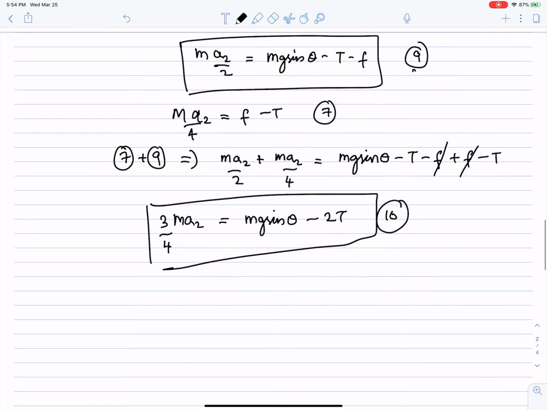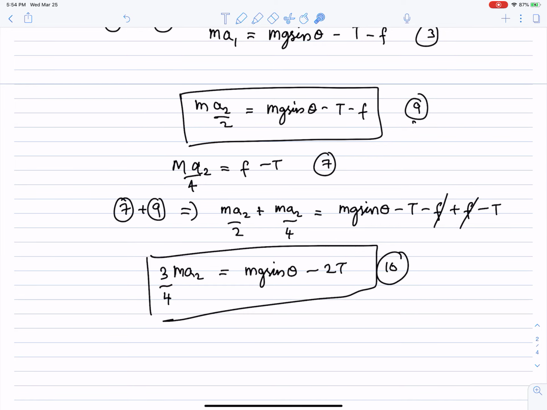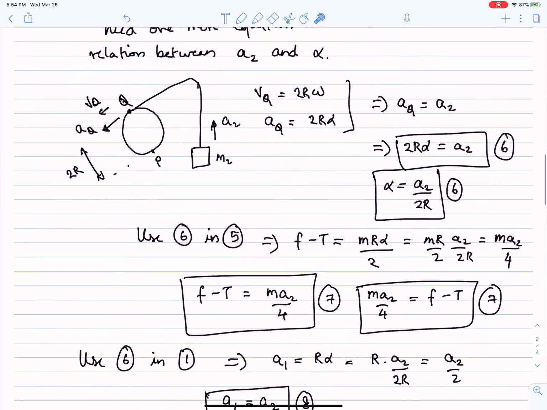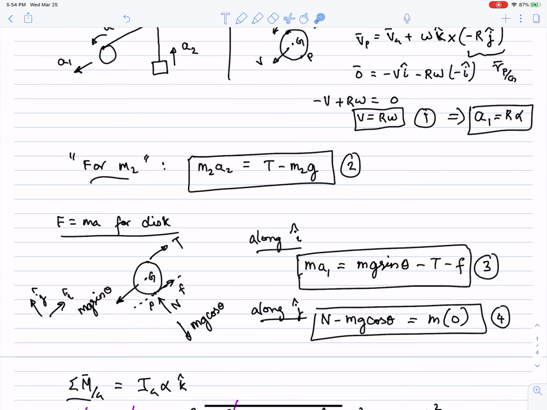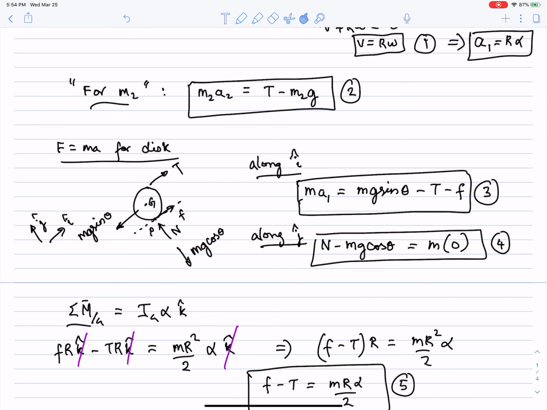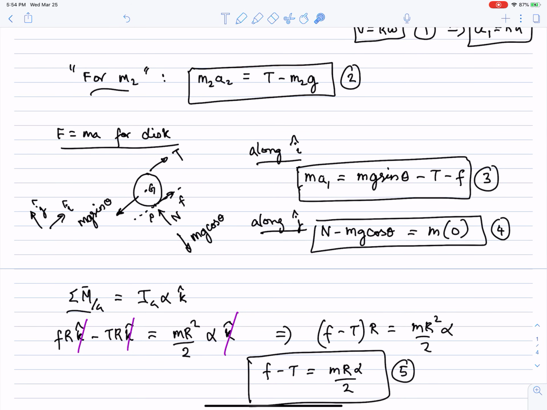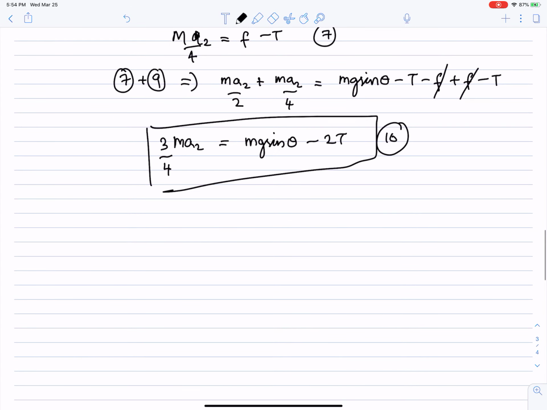Now we have two equations in two unknowns, a2 and t here, and all the way up here we have another equation in a2 and t. So let me bring this equation down there. m2a2 equals t minus m2g. That's equation 2. So now we are looking to solve for a2. We need to eliminate t. We have these two equations.